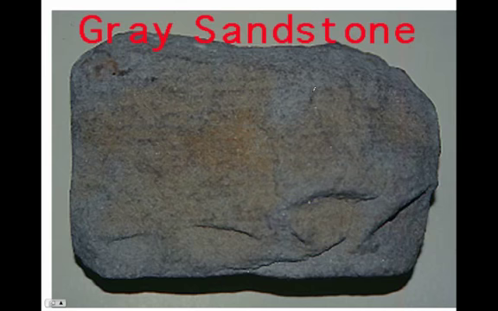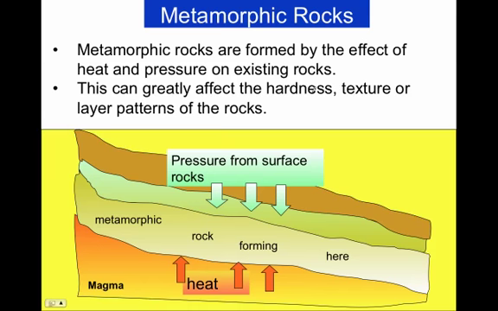Limestone is a sedimentary rock, sandstone, redstone. Let's talk about metamorphic. Metamorphic rocks are formed by the effect of heat and pressure. So igneous, just heat, but metamorphic, heat and pressure. This can greatly affect the hardness, the texture, or the layers of the rock.